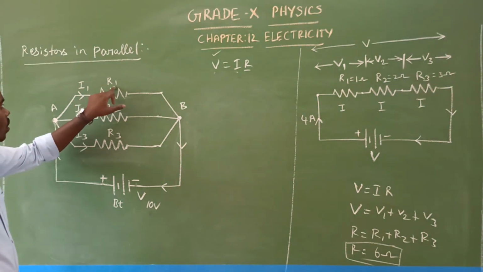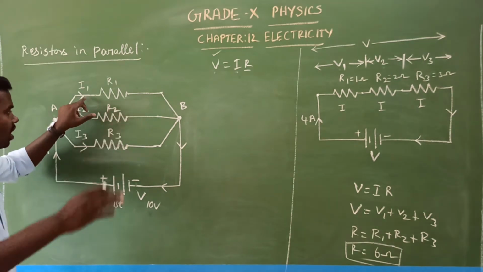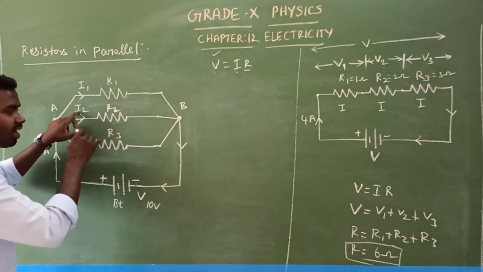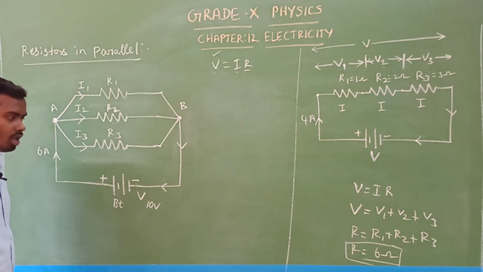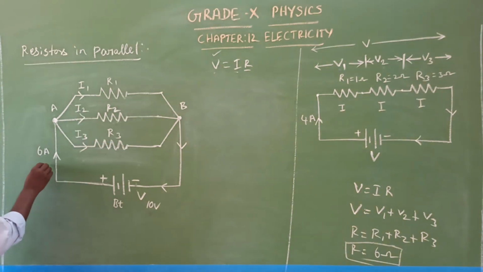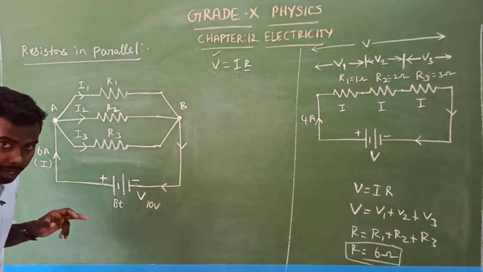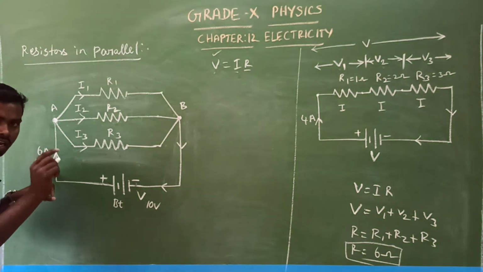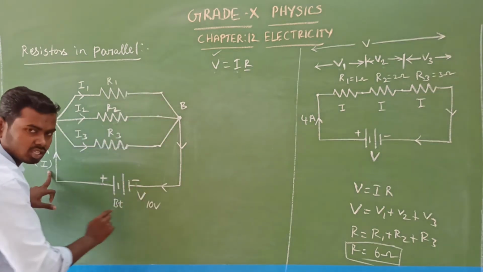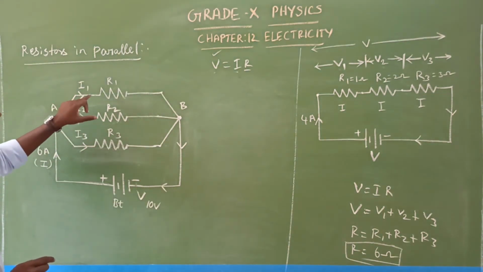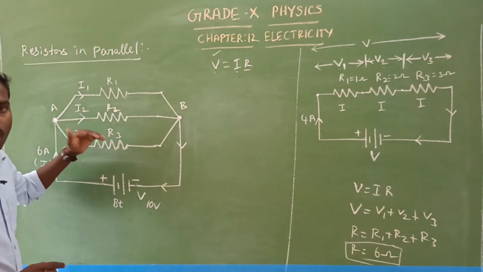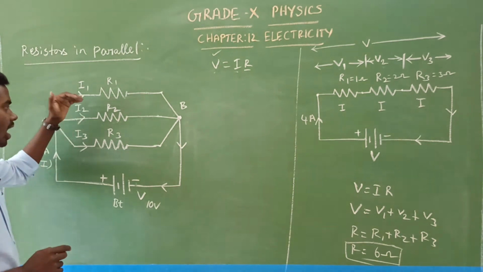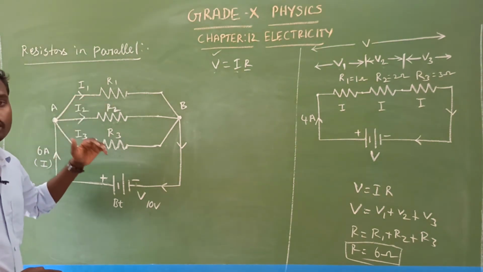Across the resistor R1, I1 current is flowing. Across the resistor R2, I2 current is flowing. Across the resistor R3, I3 current is flowing. But 6 ampere is the total current, which is flowing through the entire circuit. Know this point. But each resistor will have a different amount of current, because in parallel combination current gets distributed.